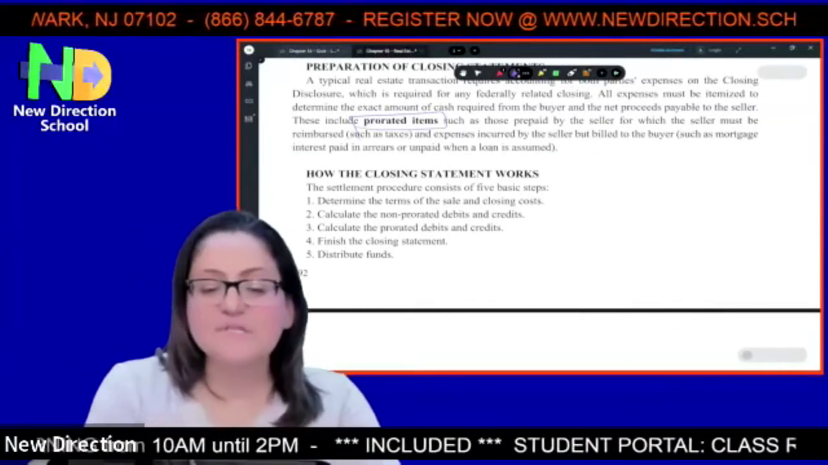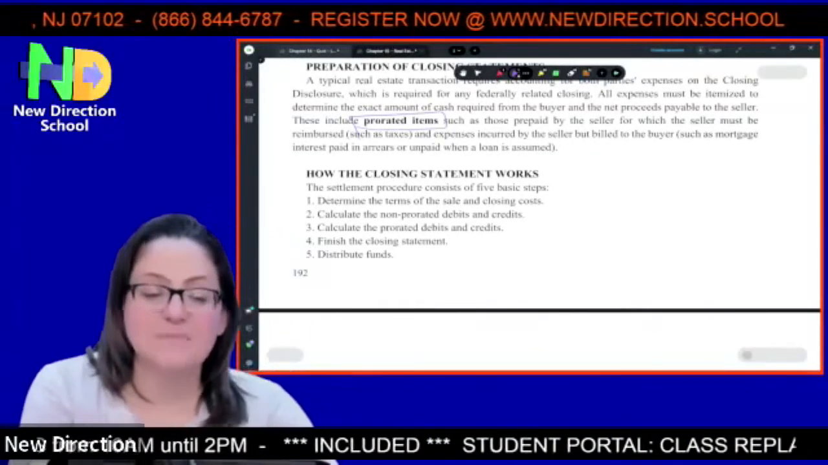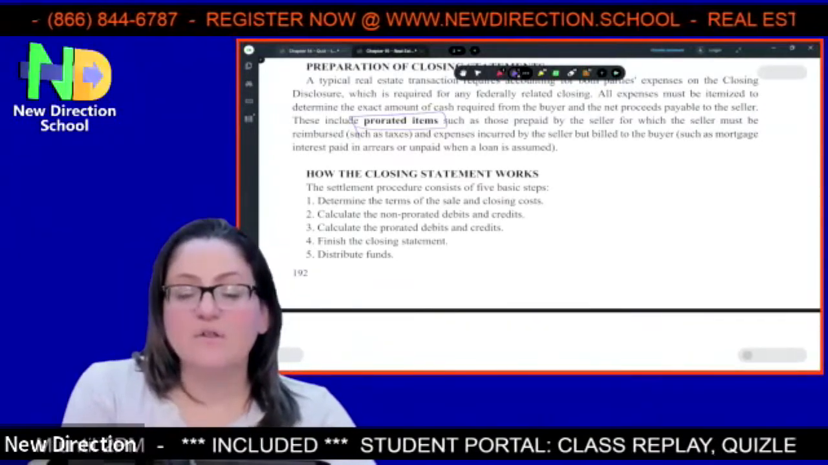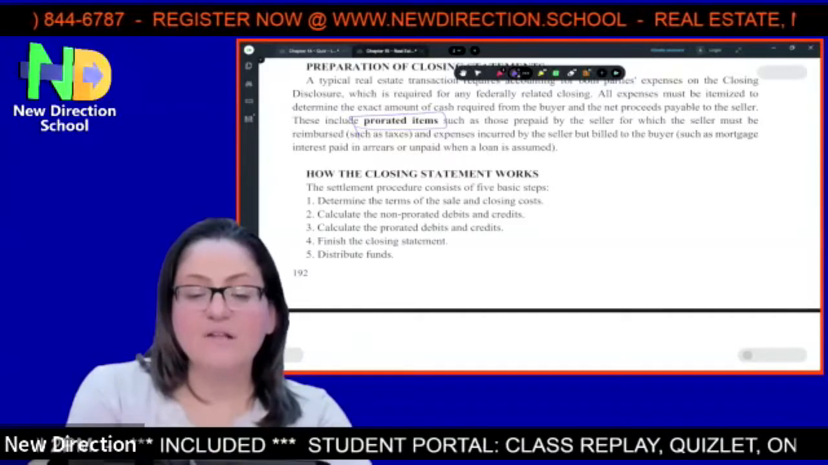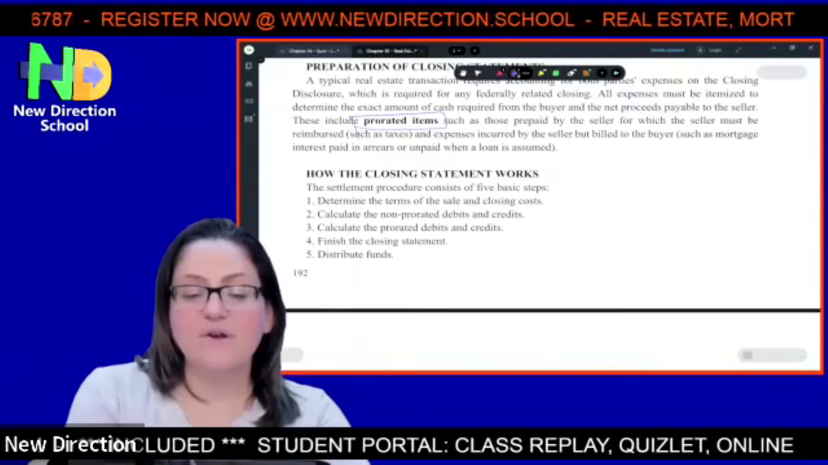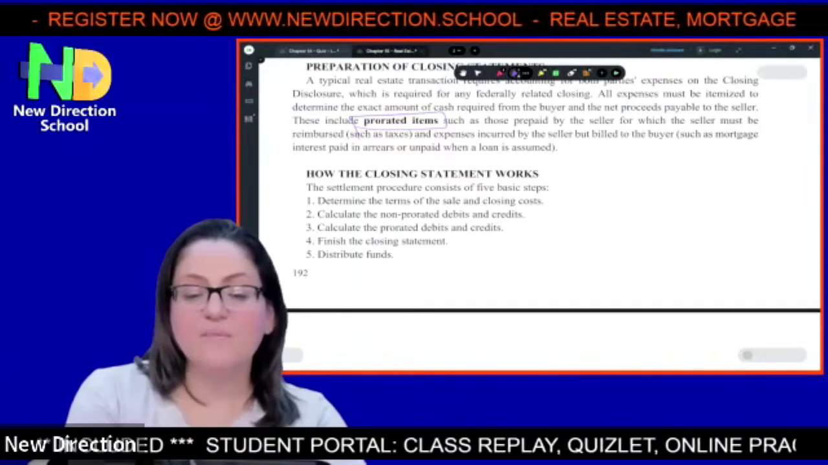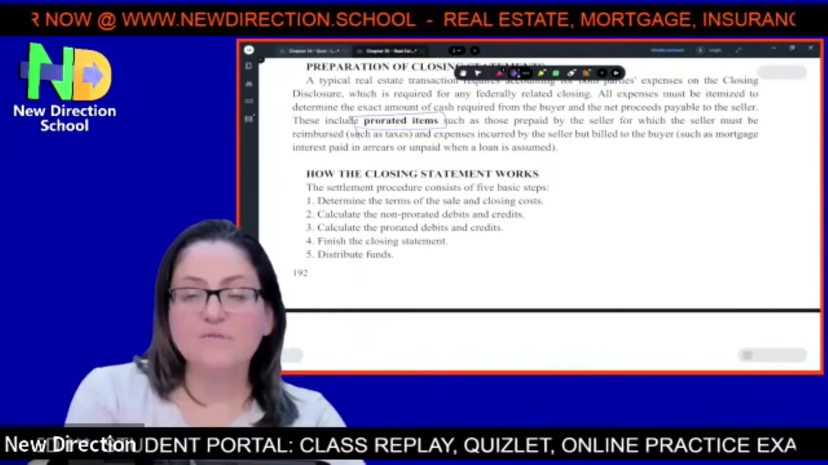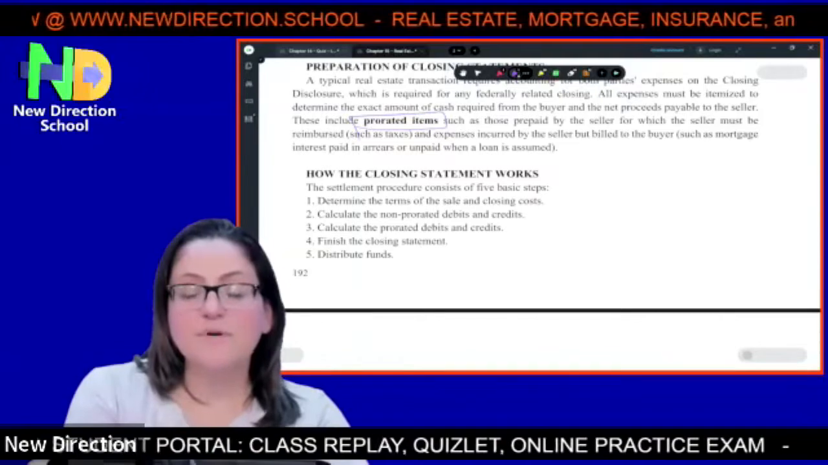The statement procedure consists of 5 basic steps. 1, determine the terms of the sale and closing costs. 2, calculate the non-prorated debits and credits. 3, calculate the prorated debits and credits. 4, finish the closing statement. 5, disperse the funds.